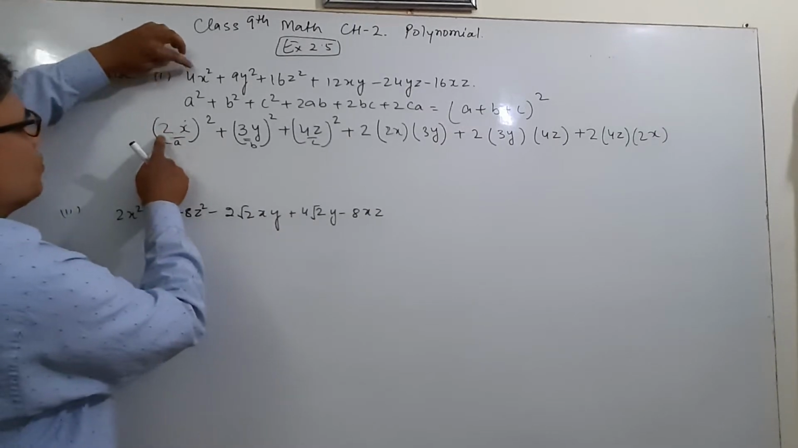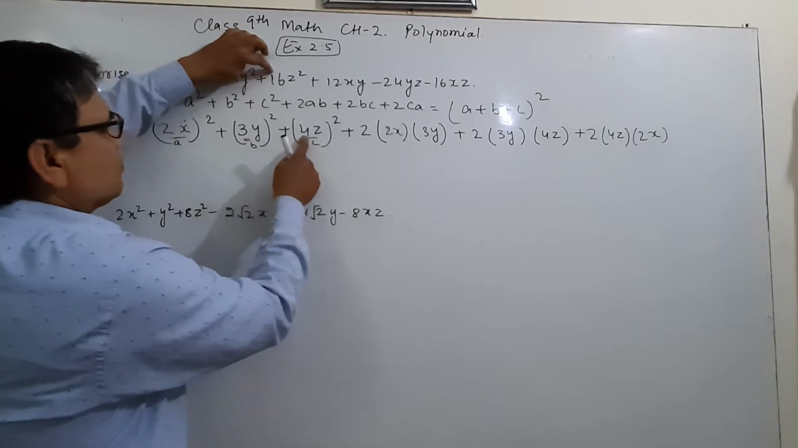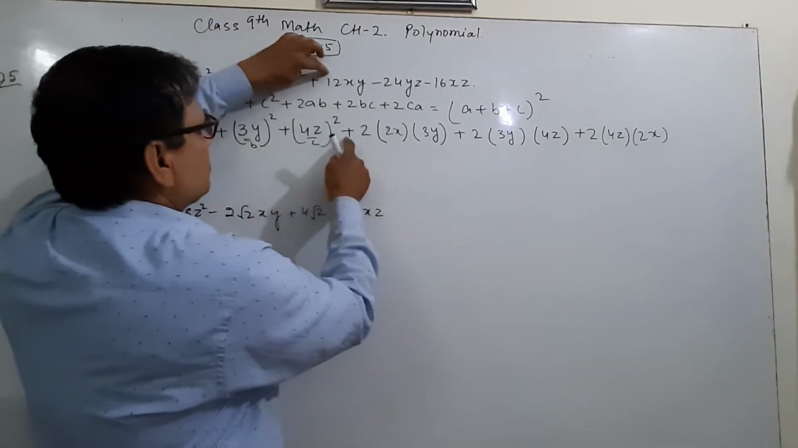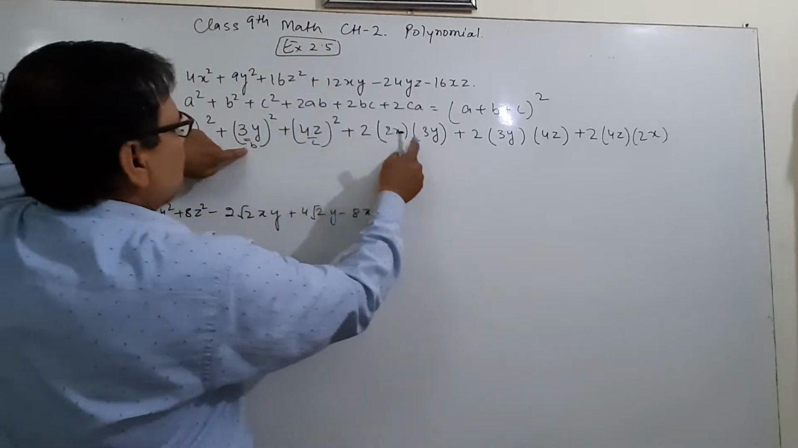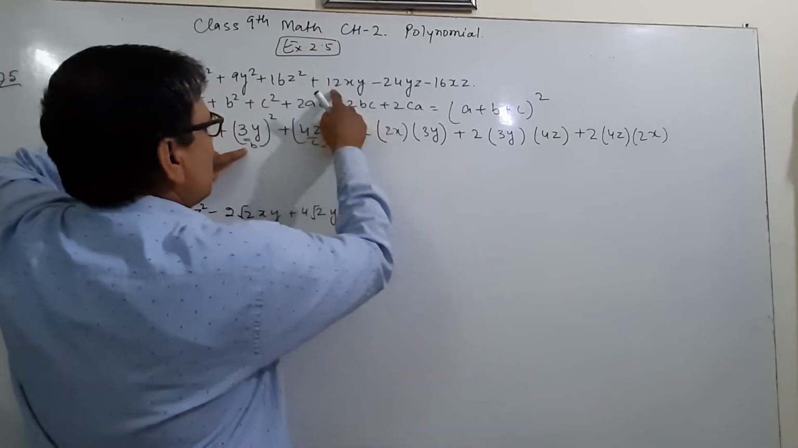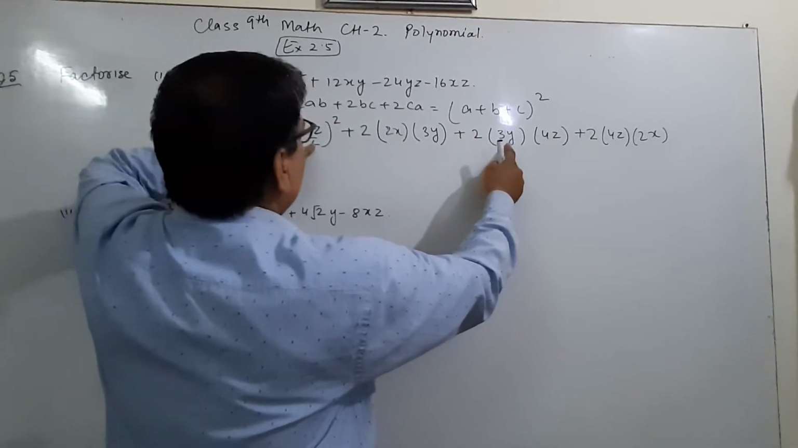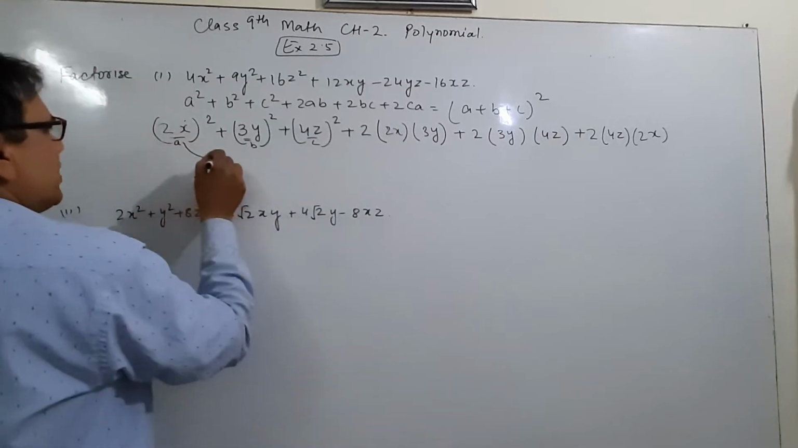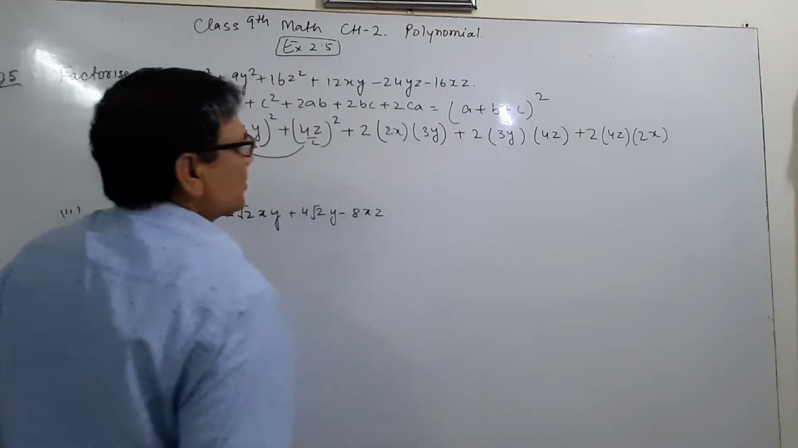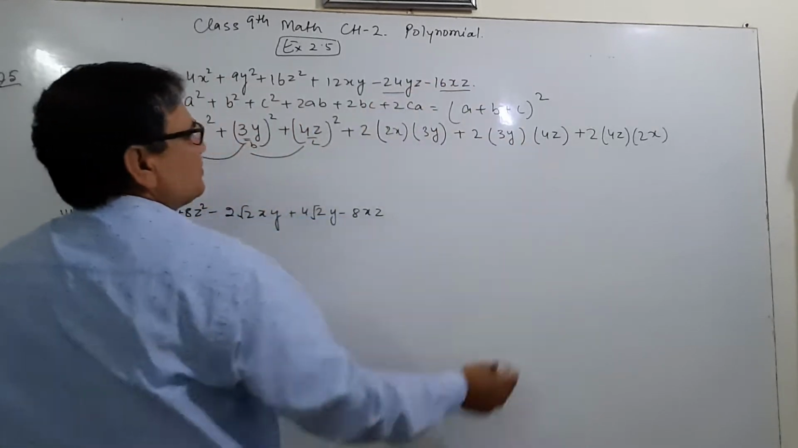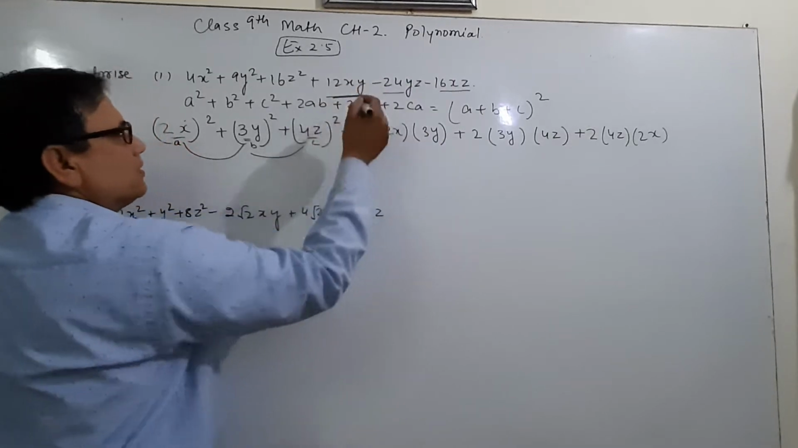Again you check. Square of 2, 4x square, plus 3 square, 9y square, plus 4 square, 16z square, plus 2 times 2x into 3y. This will be 2 2s are 4, 4 3s are 12xy, plus 2 times 3y into 4z. First, this multiplied to this is not square inside, but here is minus, here is plus. Oh sorry, here is minus, here is minus, here is plus.